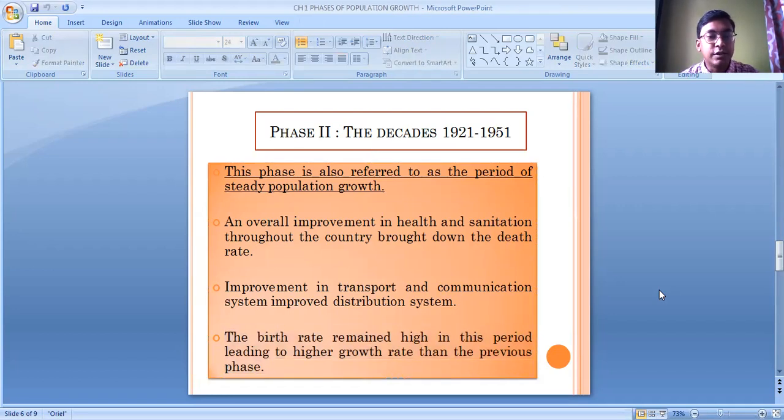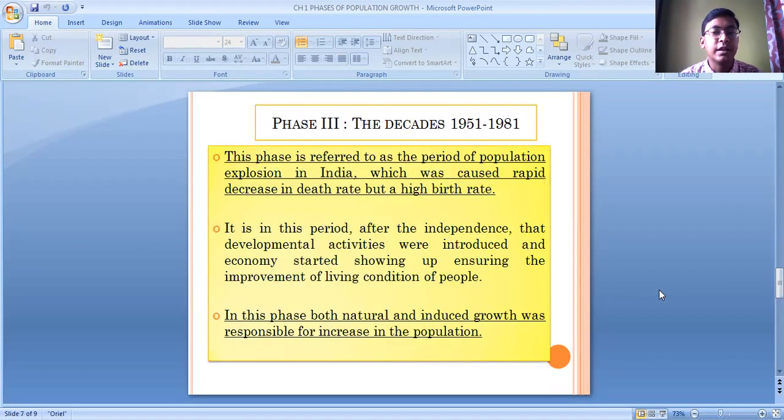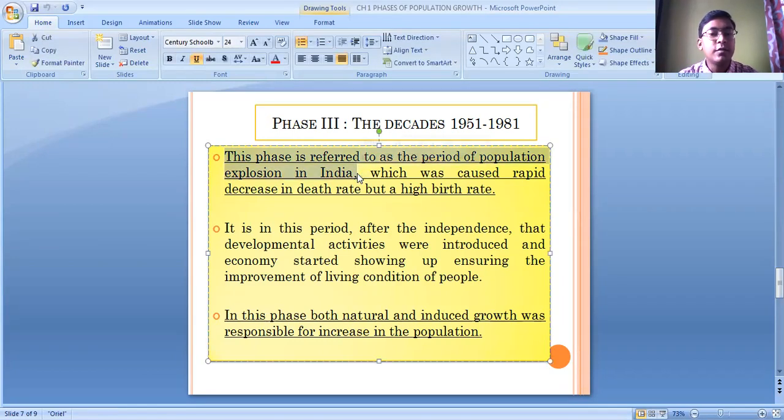Second, now see the third phase, which is the most vital phase of population growth in our country. The time period between 1951 to 1981 is also referred to as the period of population explosion in India. Why? Because in this time period, 1951 to 1981, suddenly the population of India increased rapidly. The population of India suddenly increased many fold. So this is why it is known as the period of population explosion.